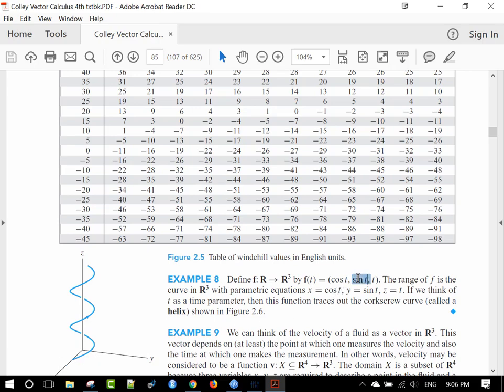these two make it kind of go in a circle. But this one, the z variable, is always increasing. So it's like a circle, but it keeps going up. So it looks like, they call it a helix or a corkscrew.